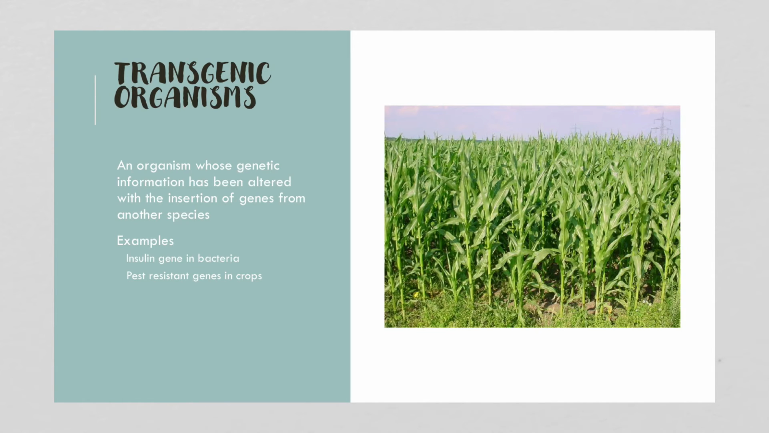So transgenic organisms are organisms that have genetic information that's been altered with the insertion of genes from another species. So genetically modified foods, pest-resistant genes in crops, so we have better yield of food. The human insulin gene has been inserted in bacteria so that people with diabetes can now get insulin. The bacteria basically produce insulin, and we can extract that, and it's human insulin.